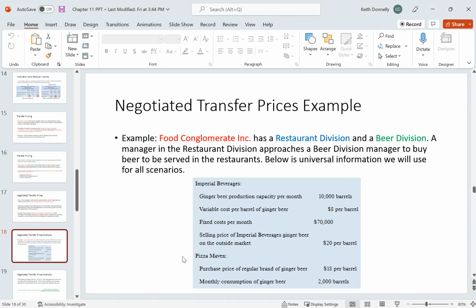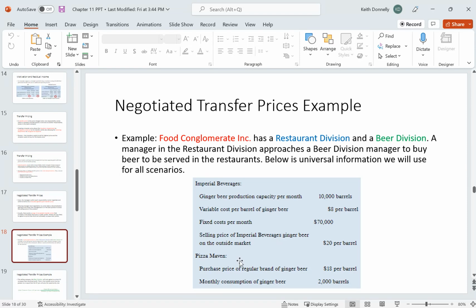And then there's some basically universal information here, right? So we have the beer division information here, the pizza division here. Looks like ginger beer production capacity per month is 10,000 barrels. Variable cost per barrel, $8. Fixed cost per month, $70,000. Selling price of the ginger beer on the outside market is $20, right? What we can sell it for.